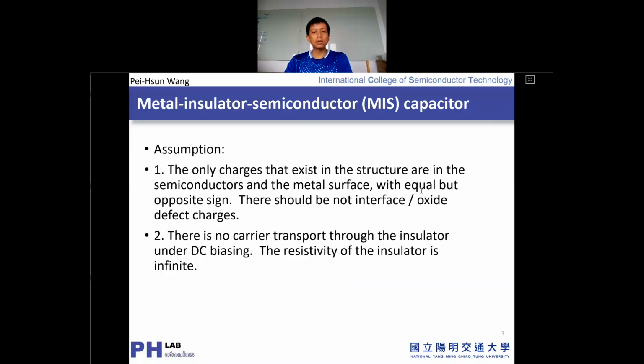The second assumption is that there is no carrier transport in the insulator under DC biasing. That means your insulator is a perfect insulator, and the resistivity of this insulator should be infinite. So we can consider it a perfect capacitance. We can isolate this opposite charge in either the metal or the semiconductor, so it is a way to control the corresponding charge distribution. That is also how we can have a variable capacitance in this structure.